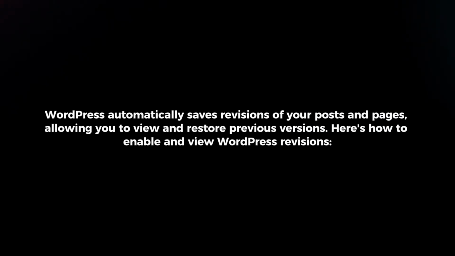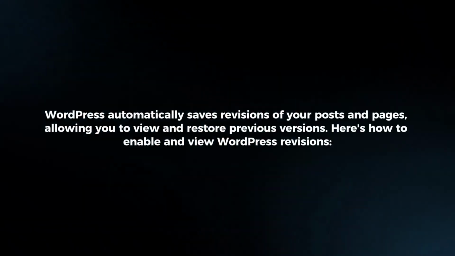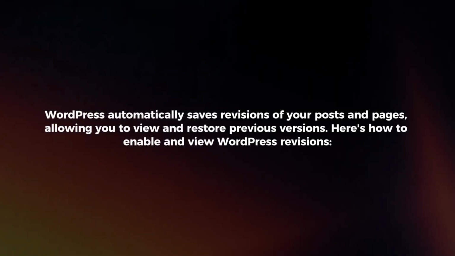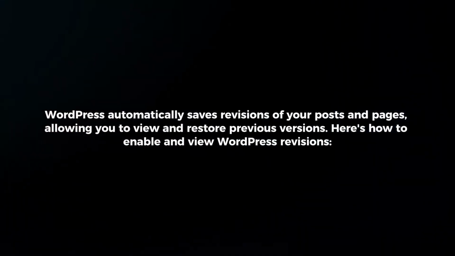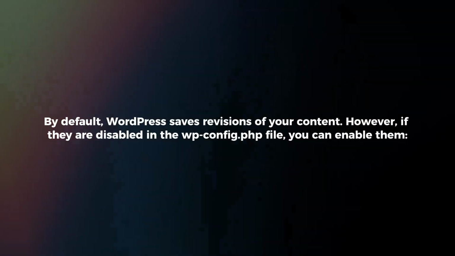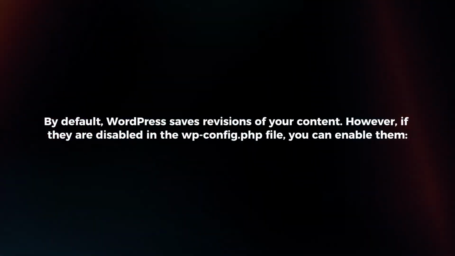WordPress automatically saves revisions of your posts and pages, allowing you to view and restore previous versions. Here's how to enable and view WordPress revisions. By default, WordPress saves revisions of your content. However, if they are disabled in the wp-config.php file, you can enable them.